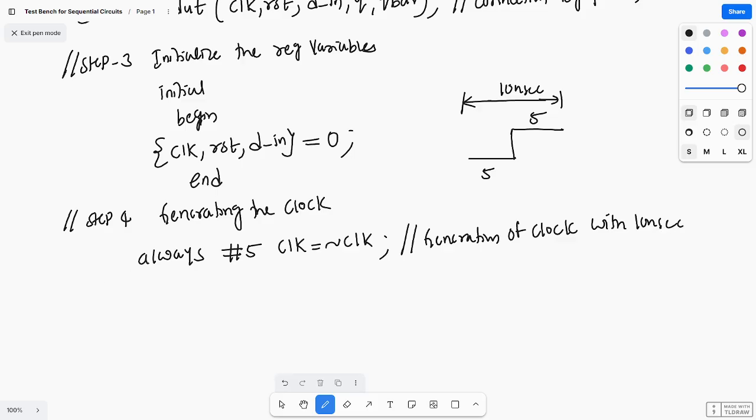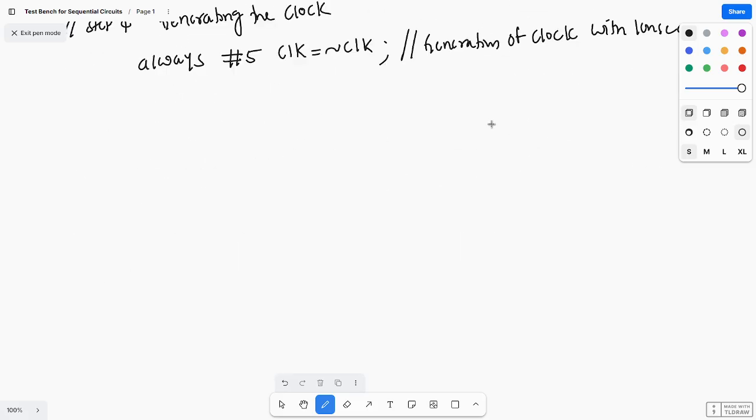And next, what is step 5? Driving the stimulus. You need to drive your stimulus to the design. So I'm writing initial begin. You can give hash 10 also, or you can use at the rate negedge of clock.